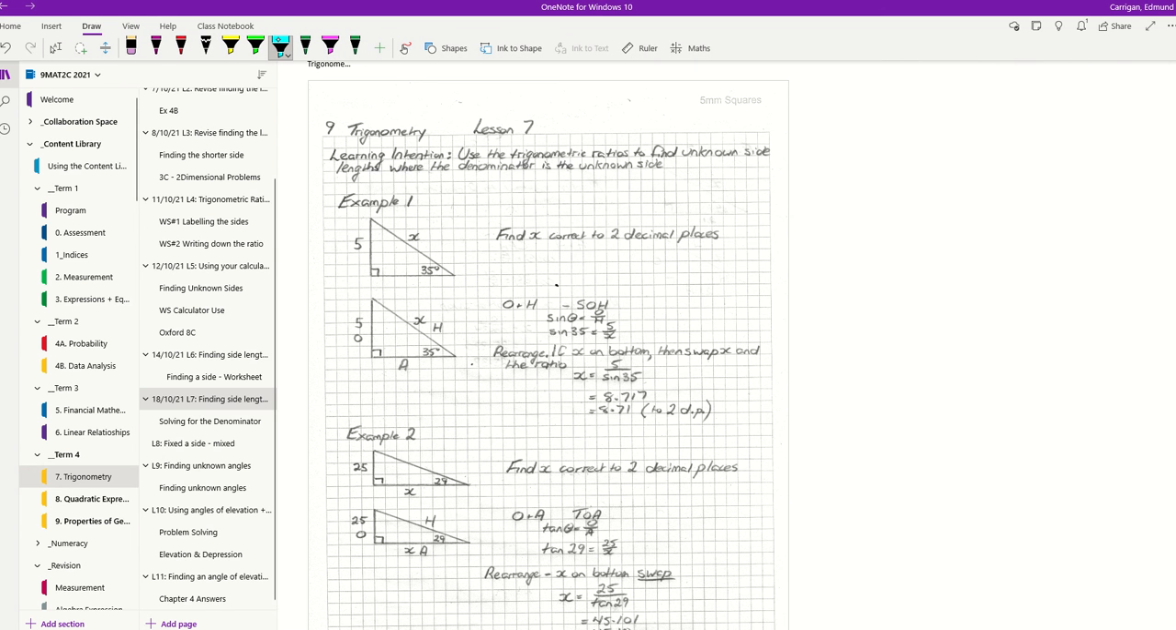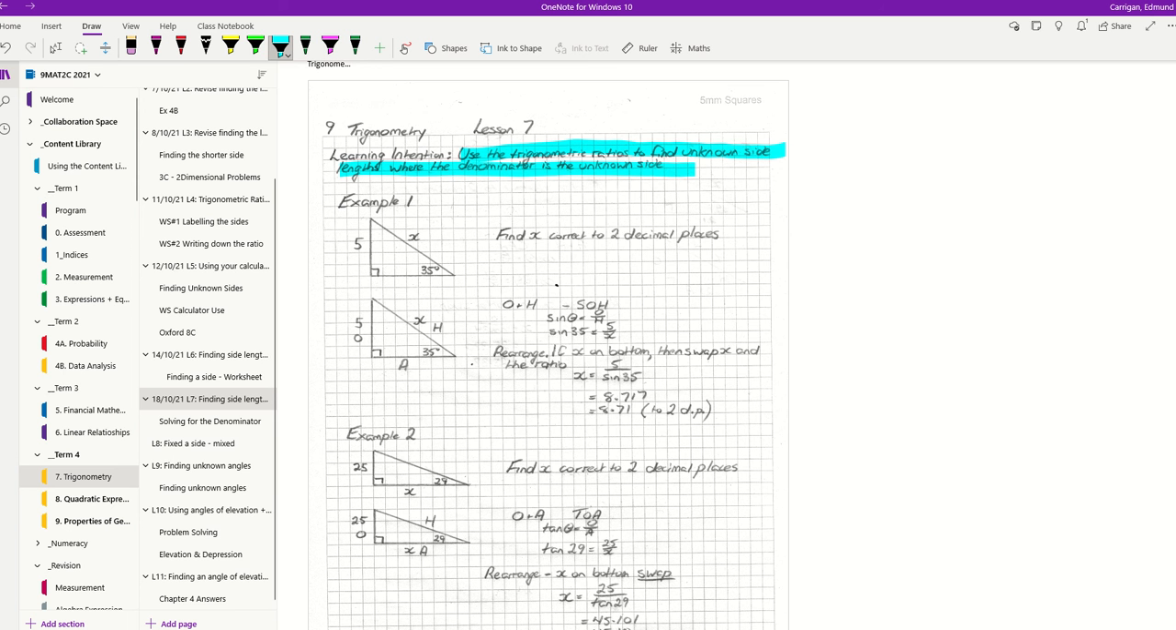Okay, using the trigonometric ratios to find unknown side lengths where the denominator is the unknown side. So let's have a look at our first example. This is pretty similar to what we were doing before. With these notes I have tried to do the working out to something which I think most of you will do. So I haven't put in every single step in there. I put in the steps that I think that you should be putting in.